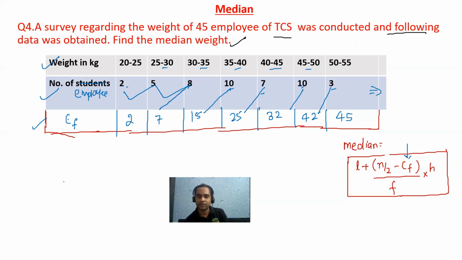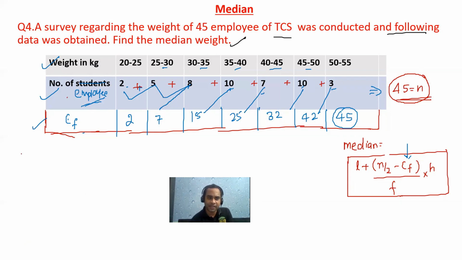Okay, and CF means nothing but cumulative frequency. And what is this N? N is nothing but the total of the frequencies given. So let us add: 2 plus 5 is 7, 7 plus 8 is 15, 25, 32, 42 plus 3, so 45. So here N is equal to 45. You can also say N is the total frequency. So the total number of employees is 45.